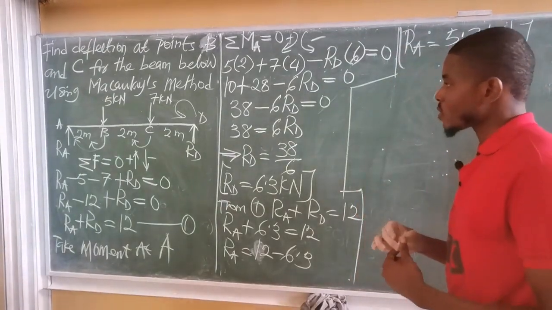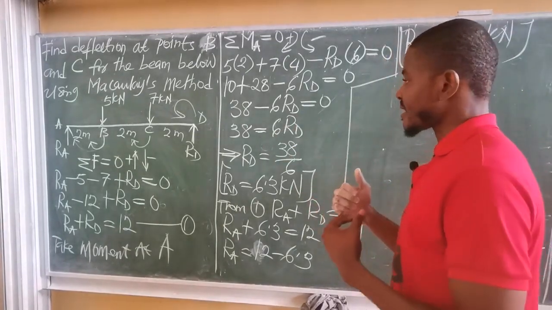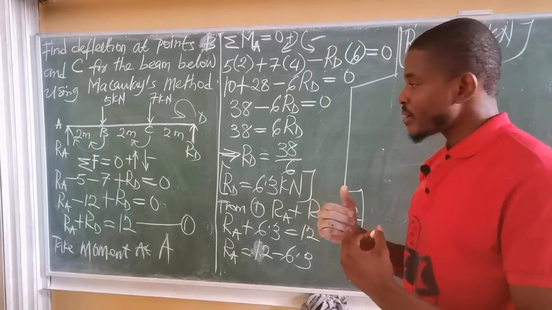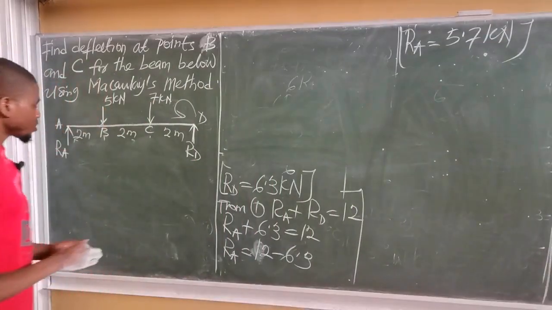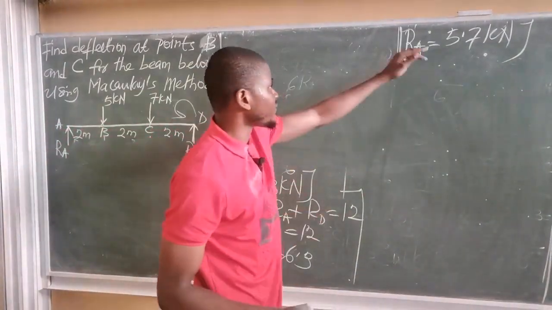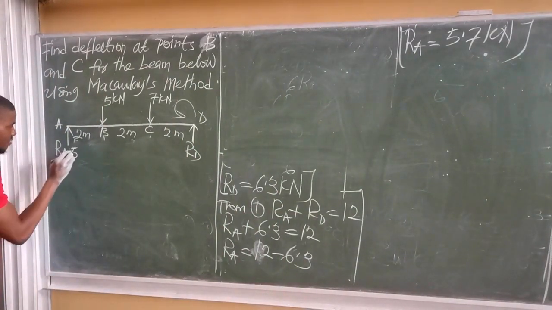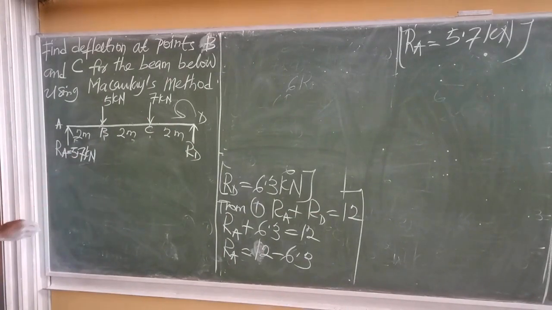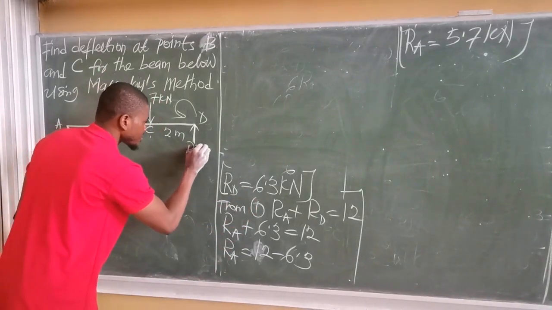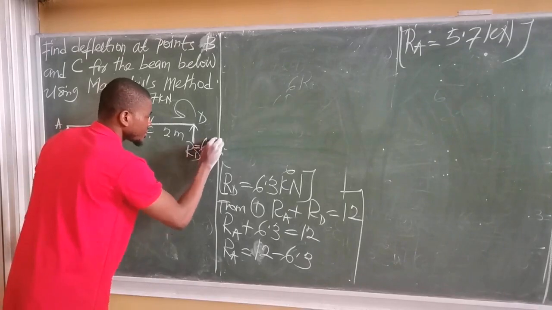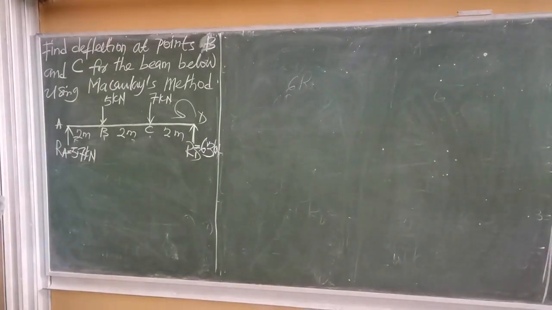Having found these reactions, all we need to do now is substitute the values of these reactions into the beam and then start our analysis using Macaulay's method. Let's do that now and see. We know Ra is simply 5.7, so in place of this reaction here we have 5.7 kilonewtons. We know Rd gives us 6.3, so here it is simply 6.3 kilonewtons.